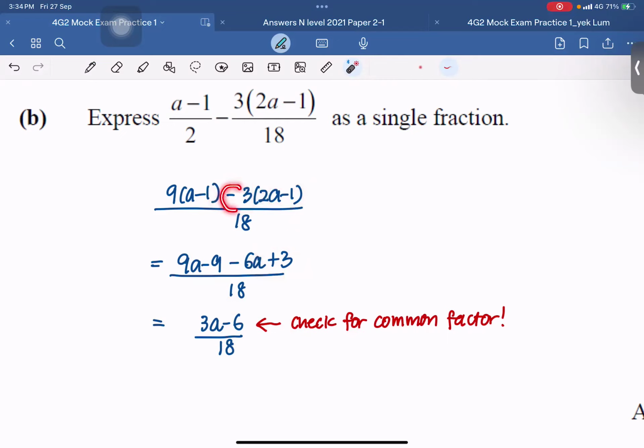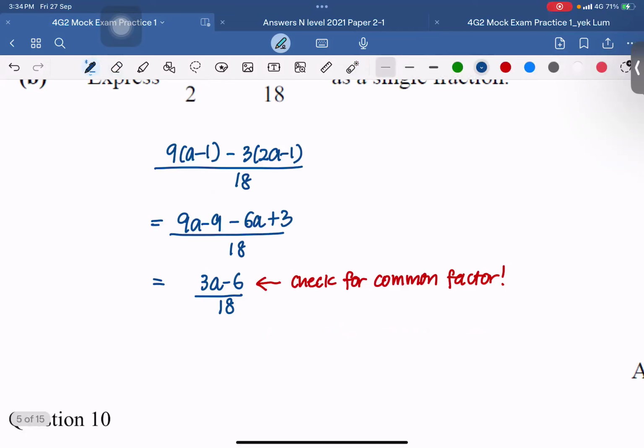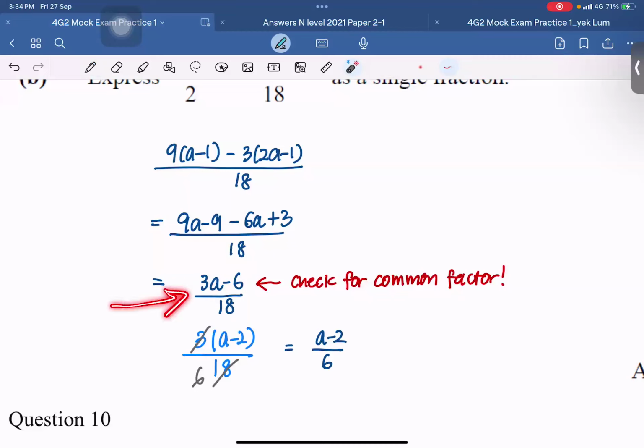Okay, just a word of caution. Just remember and highlight. Some of you might make a careless mistake. This one is +3, okay? Make sure you do it correctly. So this one here, there's a common factor 3. So I need to factorize out a 3 and give you a minus 2 over 18. 3 and 18 can cancel away to give you 6. So the answer will be minus 2 over 6. That's the final answer. So many of you will answer up to this step, but you never checked, and then you didn't end up with the answer.